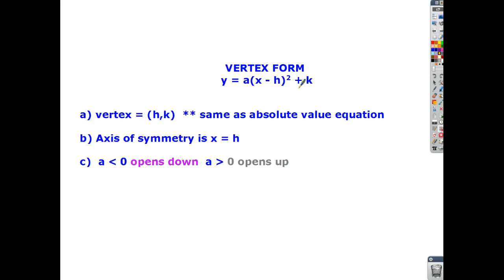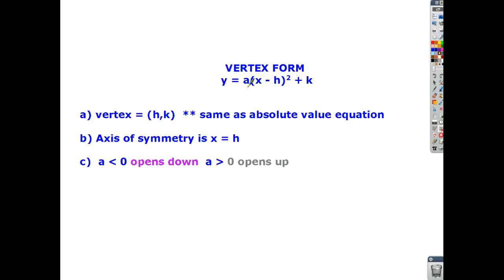All right, so what about a? Same idea. When a is less than 0, when it's negative, the whole thing's going to point down. It's going to open down. And if a is greater than 0, meaning a is positive, then it's going to point upwards.